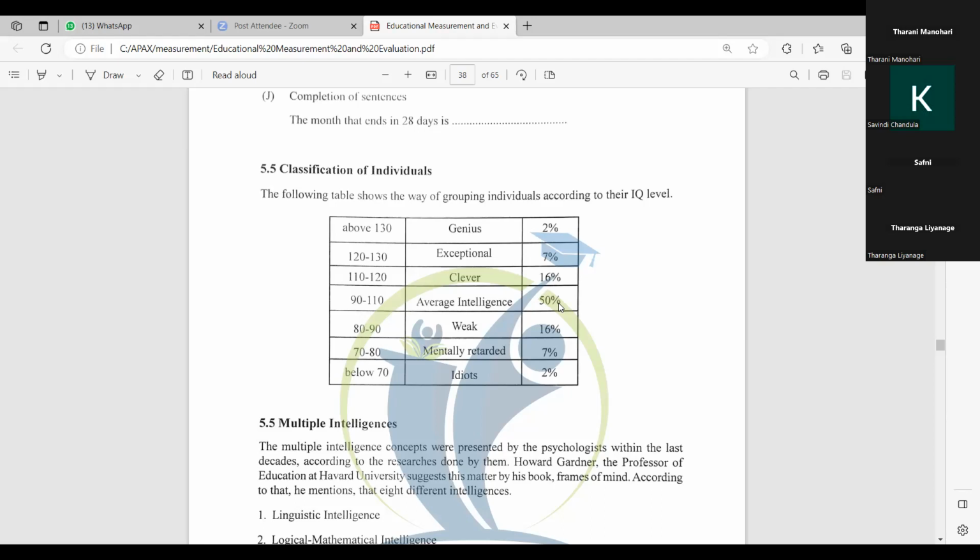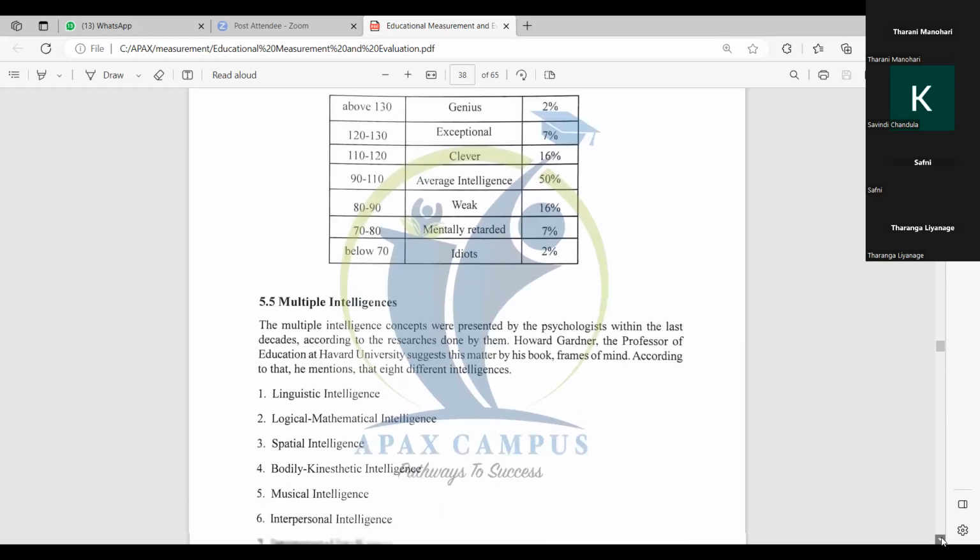And there's a group, about 2% of the people, below 70. They are the real idiots, right? So we have to send them to an asylum. They need medical treatment. Without medical treatment, they can't manage. Including mentally retarded also: mentally retarded and idiots.